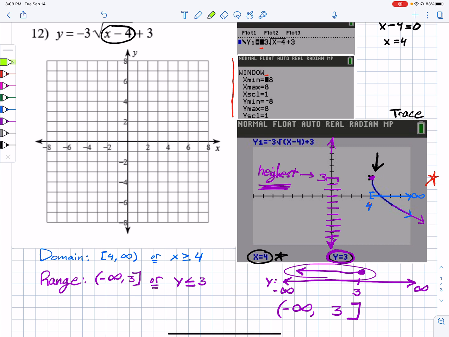That is the gist of number 12 on A2. I hope that helps.